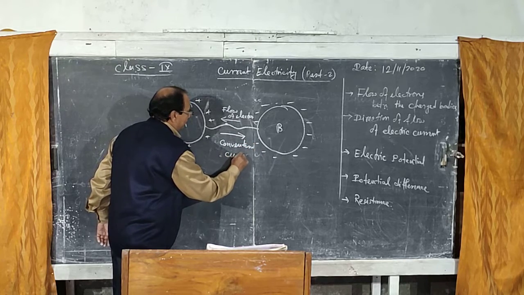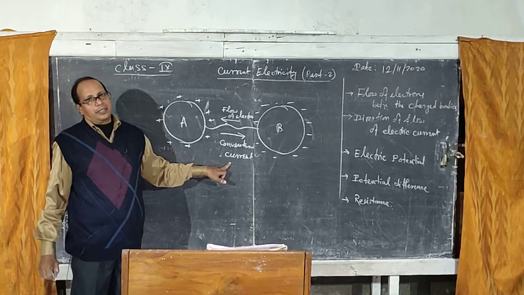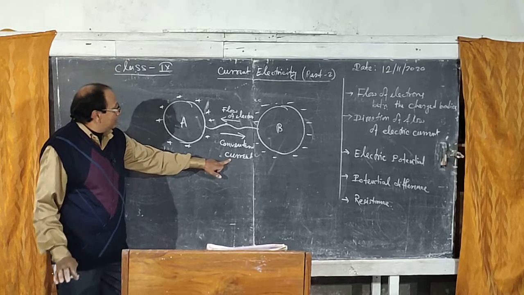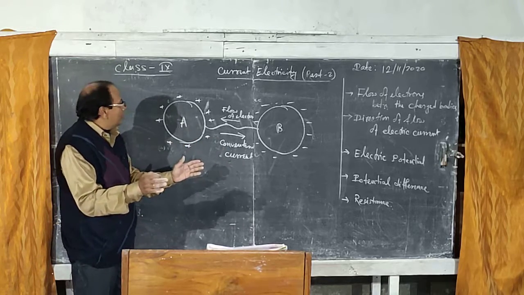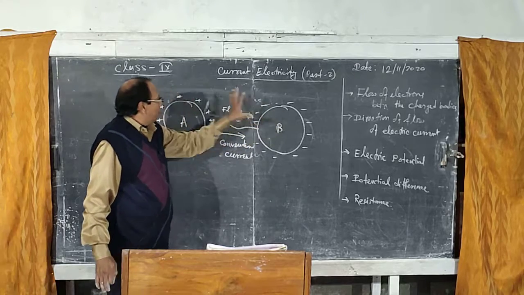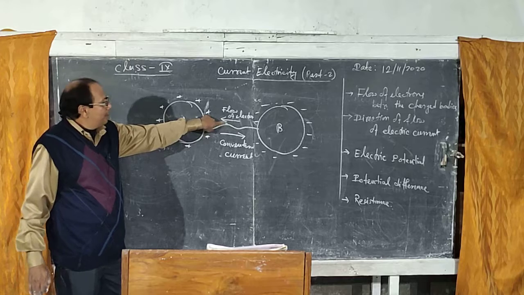Conventional current, simply we can say, is electric current. So we can say as a conclusion that electrons flow from negatively charged body to positively charged body. It constitutes an electronic current.